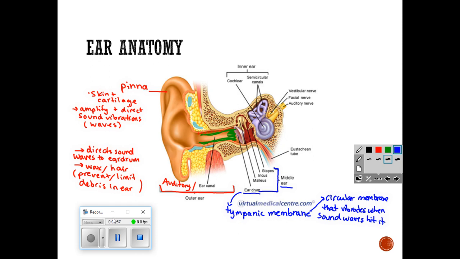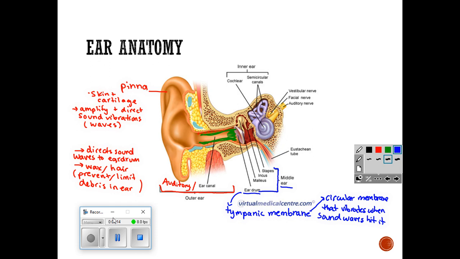If your eardrum is perforated or punctured or damaged somehow, which can happen, then it can't help amplify and vibrate sound. You might still be able to hear things, but it's probably not as clear or as good.